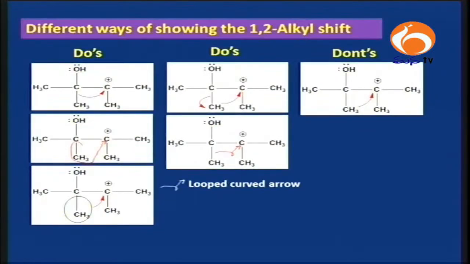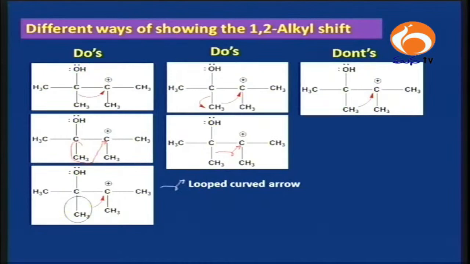There are different ways of showing the 1,2 alkyl shift. The arrow notation is very important in chemistry. When we change the arrow, the chemistry will change. Therefore, we have to be careful when using the arrow notation. To represent the 1,2 alkyl shift, we are having different representations. These five representations can be used to show the migration of the methyl group with the bonded pair of electrons.